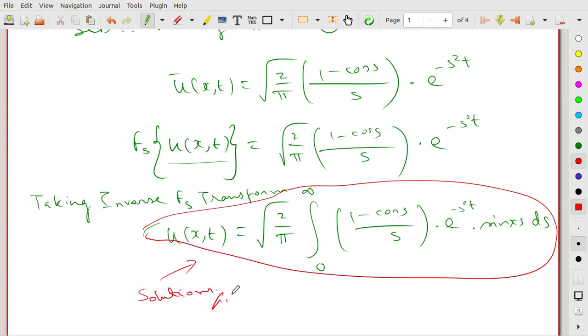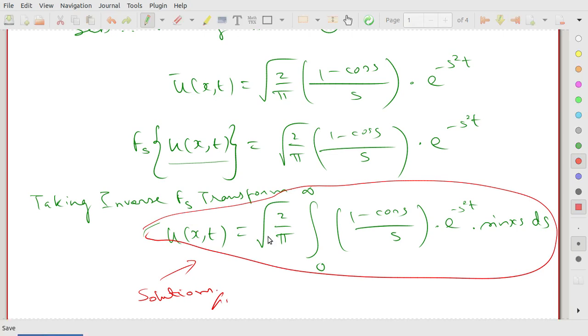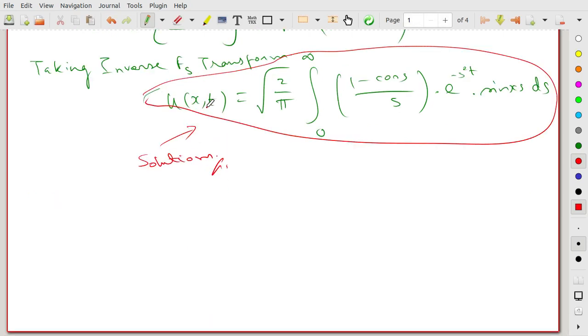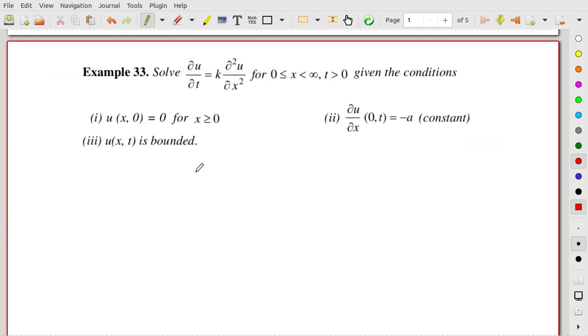Okay, so we have solved this problem. Our aim is to find u of x comma t, and we have found it as u of x comma t is nothing but root of 2 by pi integral 0 to infinity and this term. Okay, so let me again work out another example where we can apply Fourier cosine transform. So this is the next example.